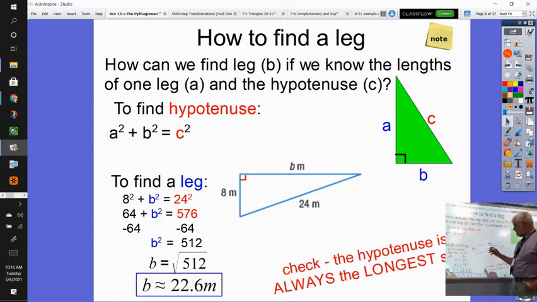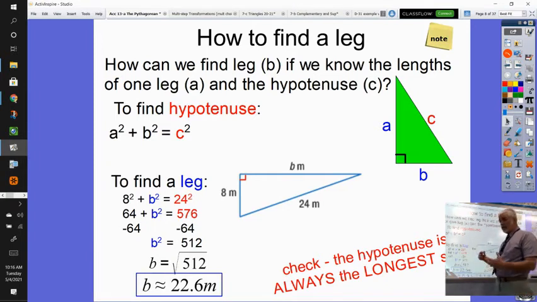And the legs, your answer should come out to be less than the hypotenuse, right? If you make a mistake here and your leg comes out to be bigger than the hypotenuse, you've made a mistake. I will tell you that in 8th grade math, we don't solve this equation like this.